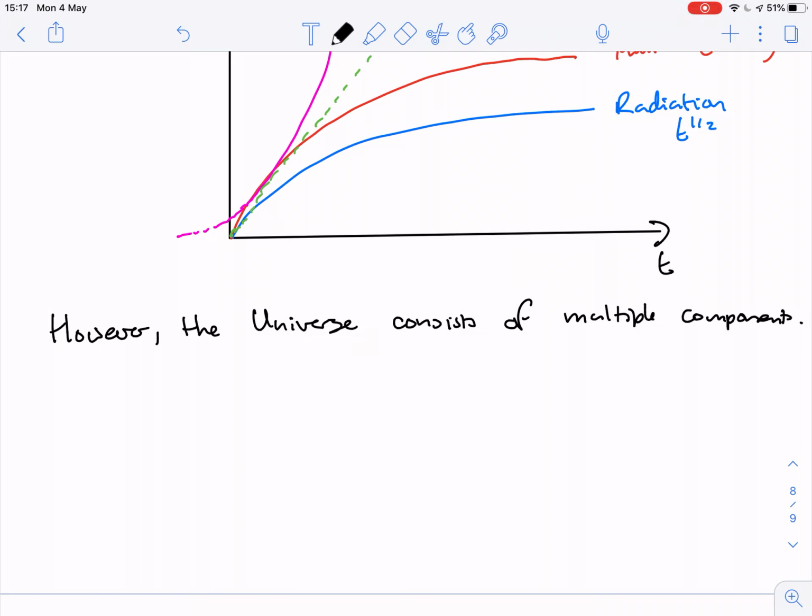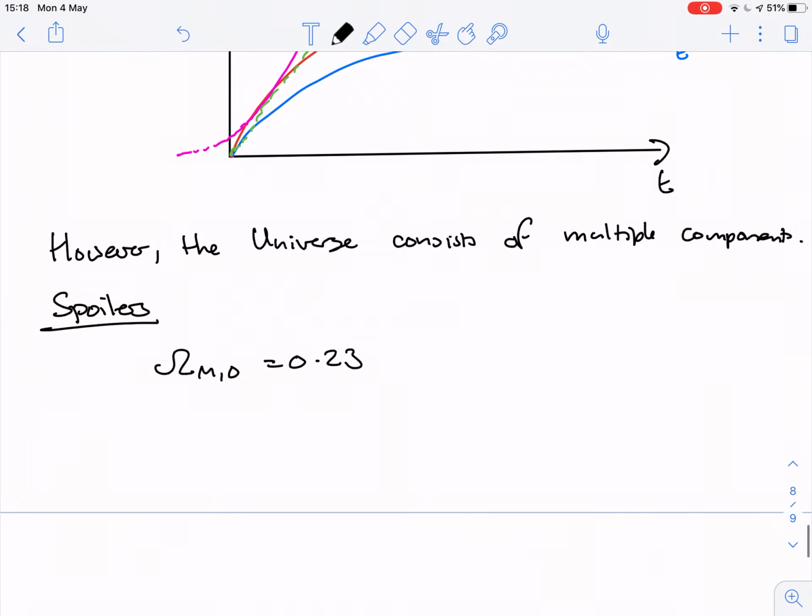Next week's lecture is an observational one about how we actually go about measuring the parameters of the universe that we've described today. So, spoilers. The actual universe that we're in at the moment has something like omega m, matter density, 0.23, omega r of order 10 to the minus 4. In other words, there are photons, but they're not very important, and omega lambda equals 0.73.